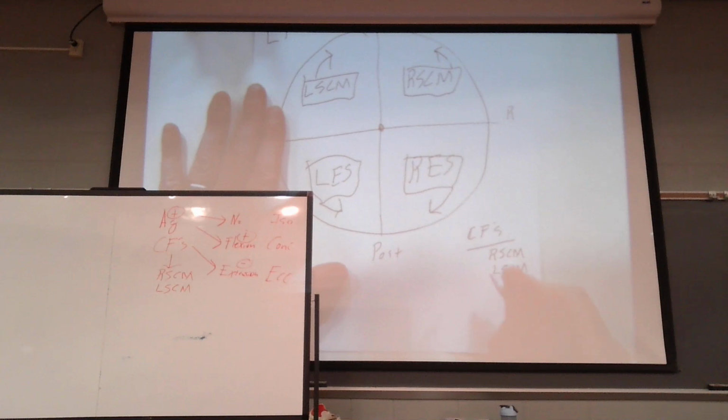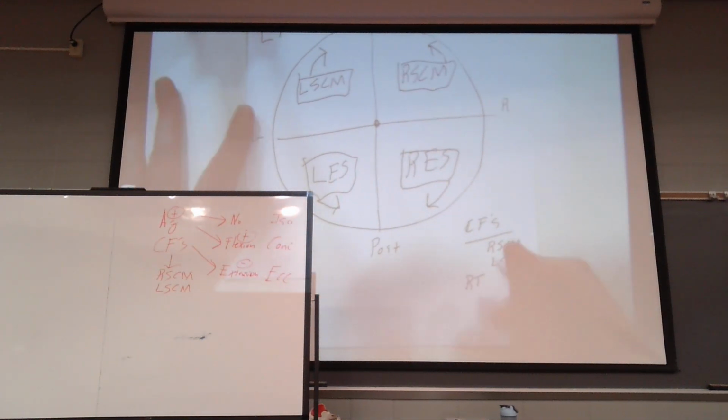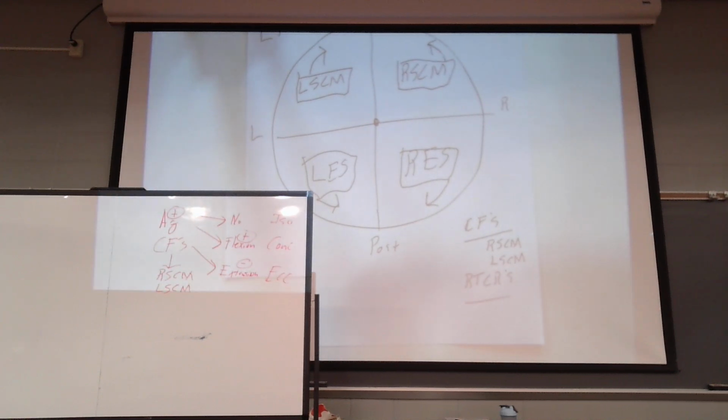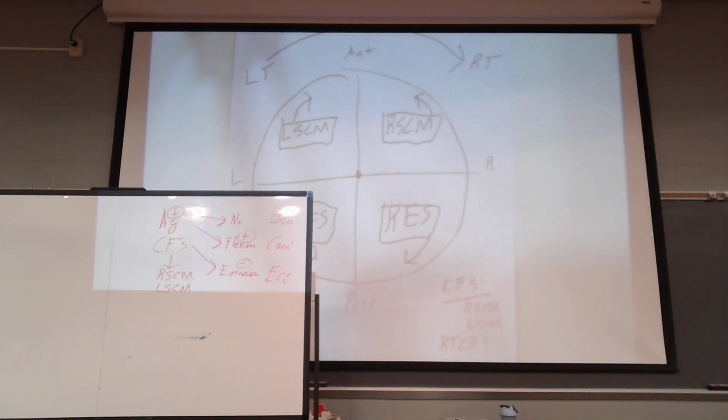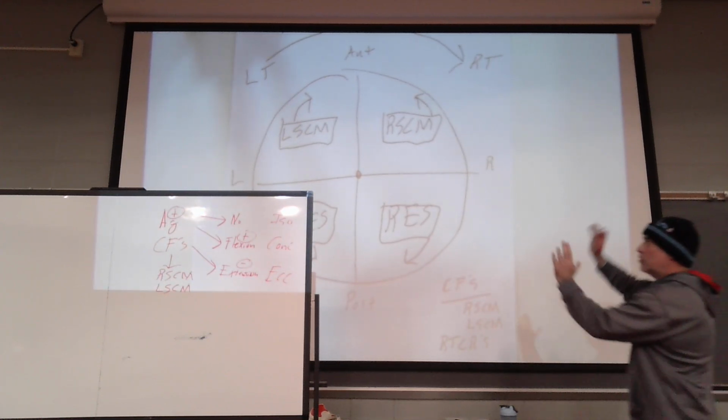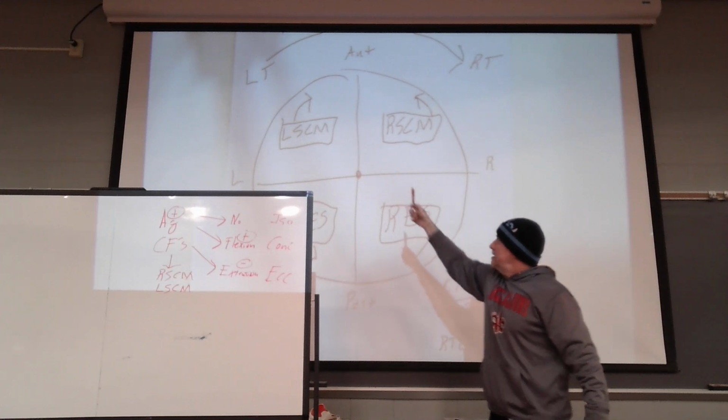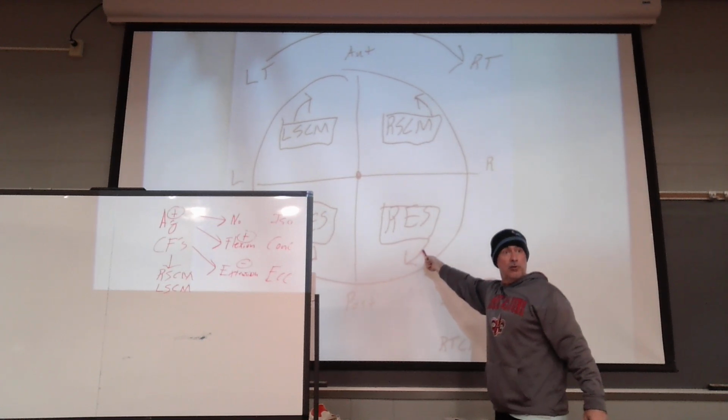Who are my right transverse cervical rotators? Who's trying to spin the merry-go-round to the right? Who pulls that way? Who's trying to pull the merry-go-round to the right? Do you see that it's the left sternocleidomastoid and the right erector spinae?